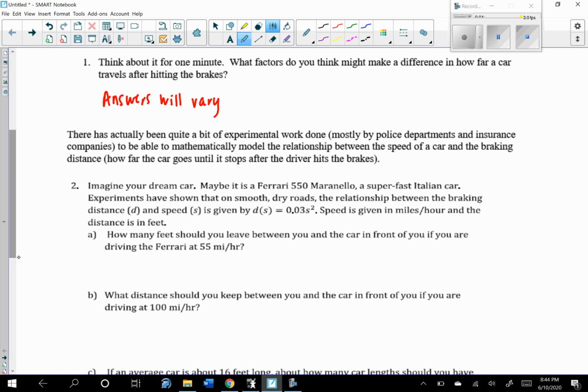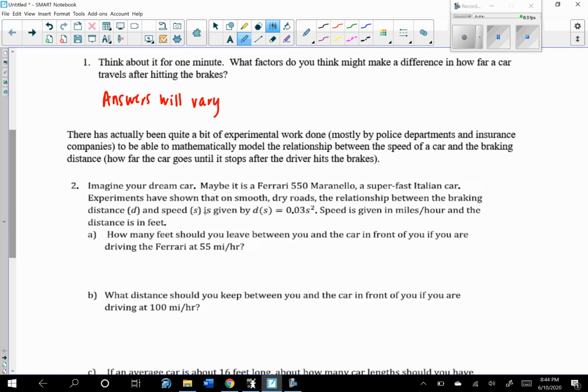There's actually been quite a bit of experimental work done, mostly by police departments and insurance companies, to be able to mathematically model the relationship between the speed of the car and the braking distance, which is how far the car goes until it stops after the driver hits the brakes. So imagine your dream car. Maybe it's a Ferrari 500 Maranello, a super fast Italian car.